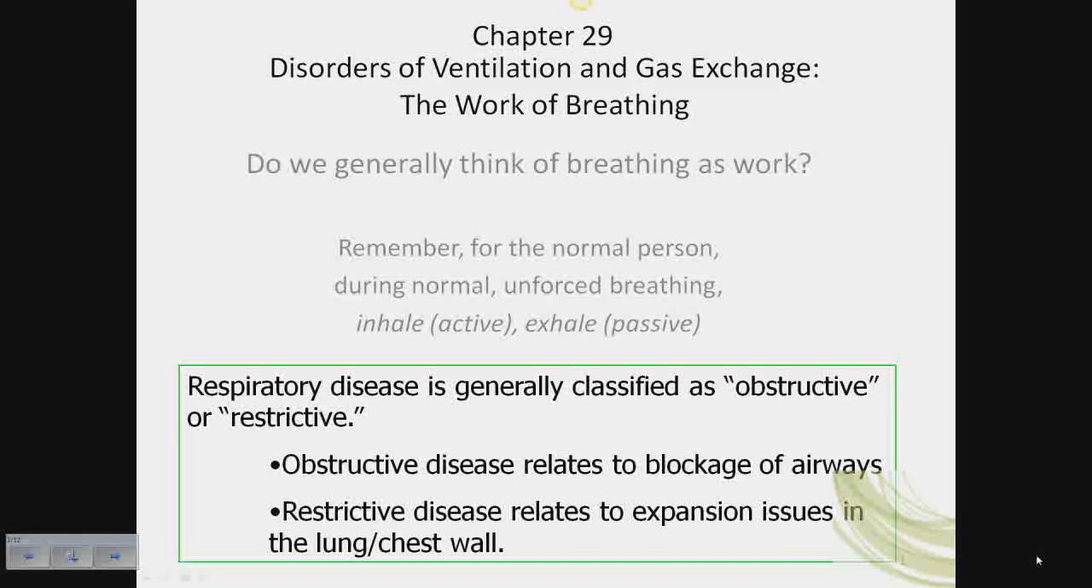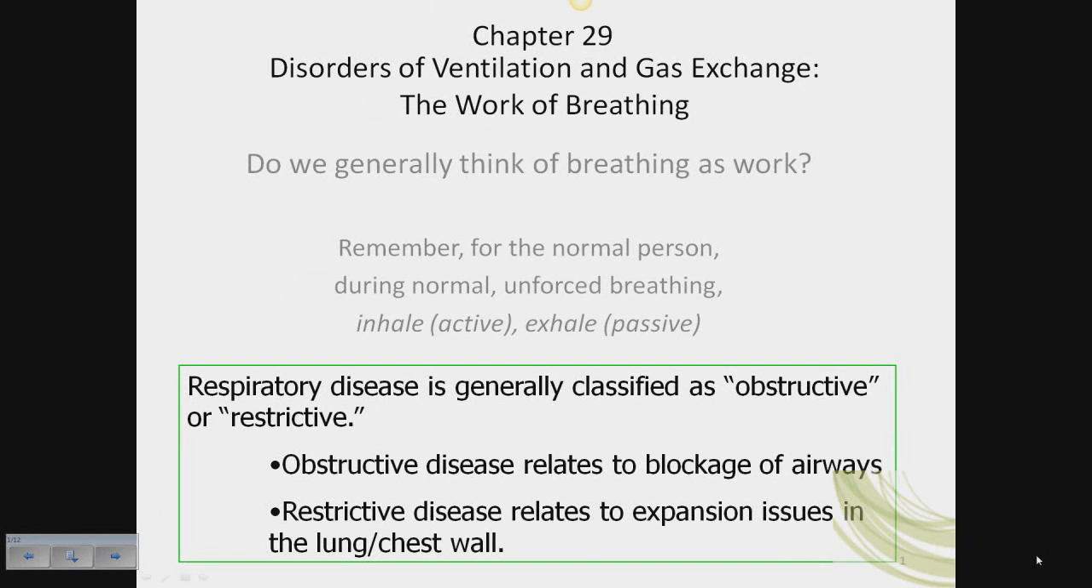Throughout this lecture, I'm going to be talking about different types of respiratory diseases, and they primarily fall into one of two classifications, either obstructive or restrictive. Obstructive diseases relate to blockage of airways. They are primarily a problem with getting air out. Exhalation or gas exchange, that's their problem. I always remember the obstructives are problems with X's, exhalation and exchange.